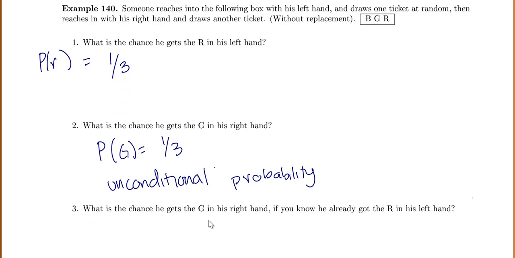Now let's change it up though. What is the chance that he gets the G in his right hand if you know that he already got the R in his left hand? So if you know that he has the R in his left hand, then there's only 2 tickets left.